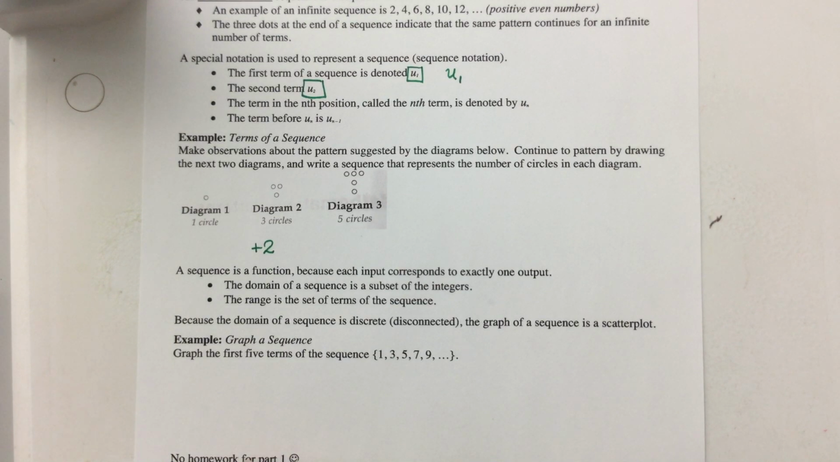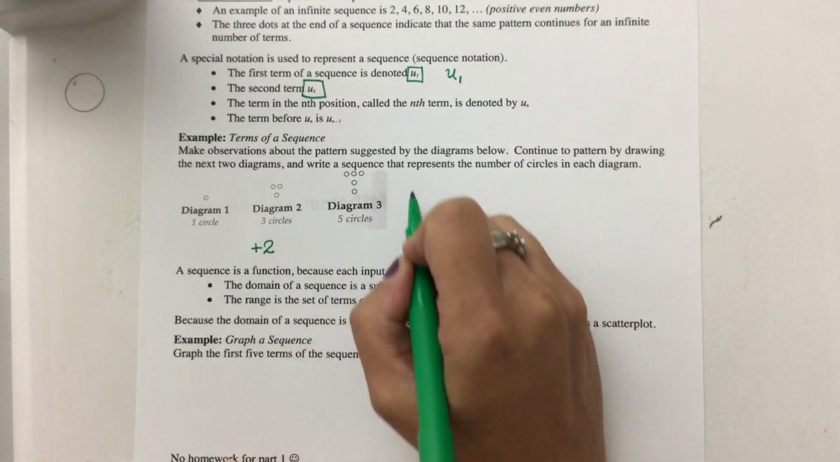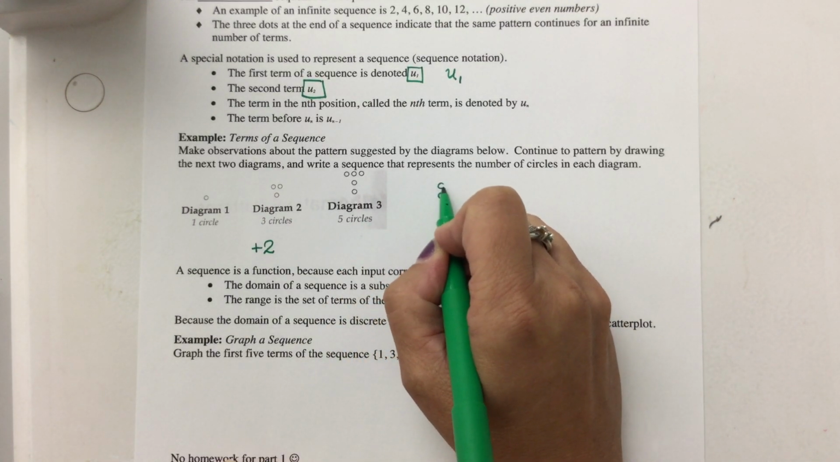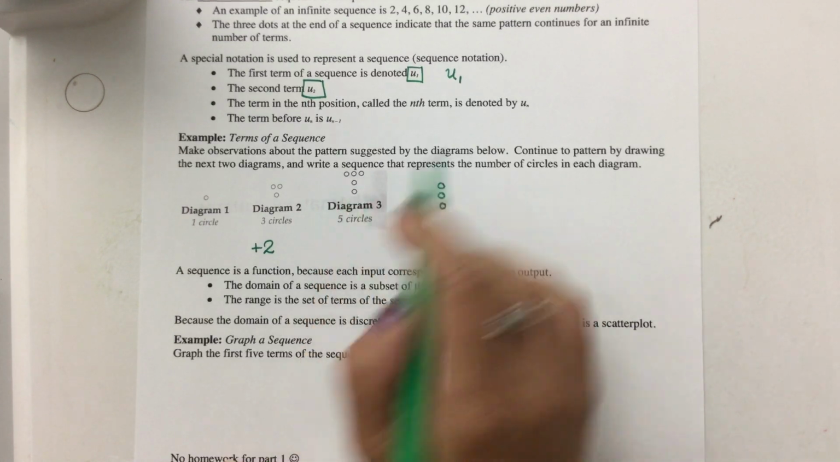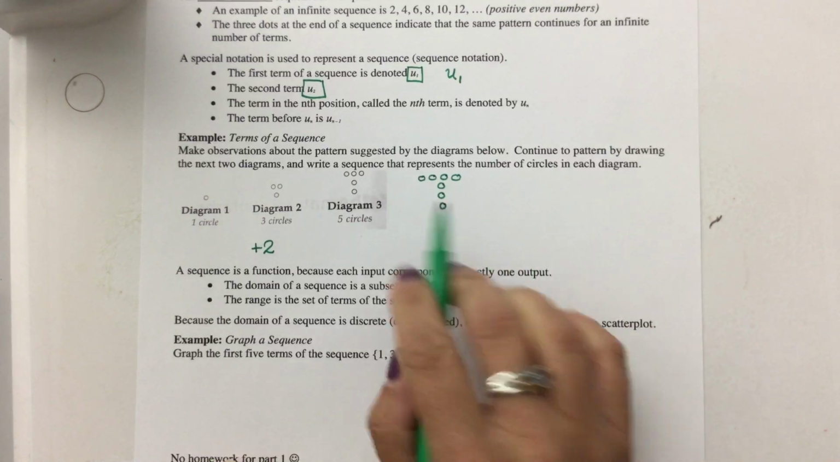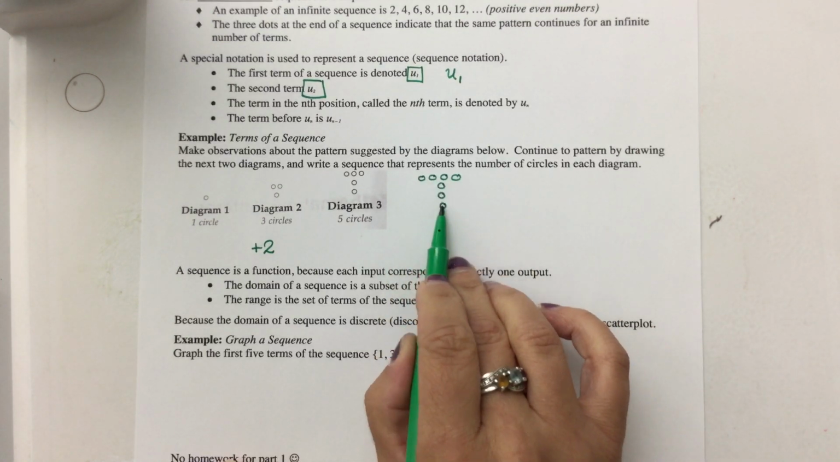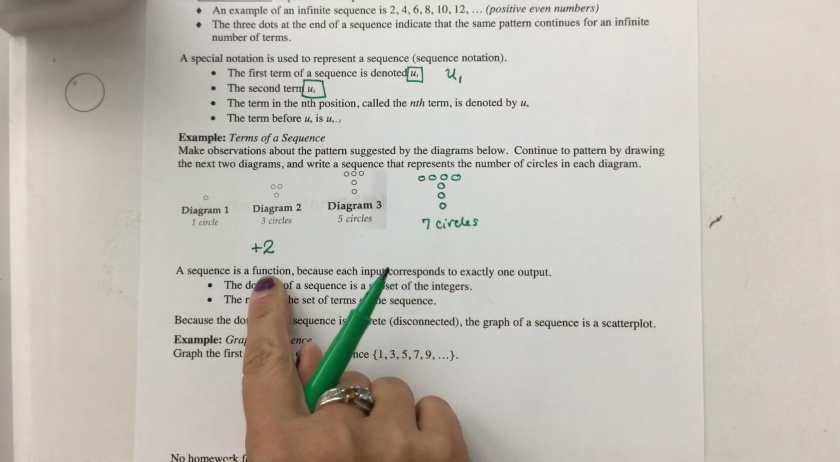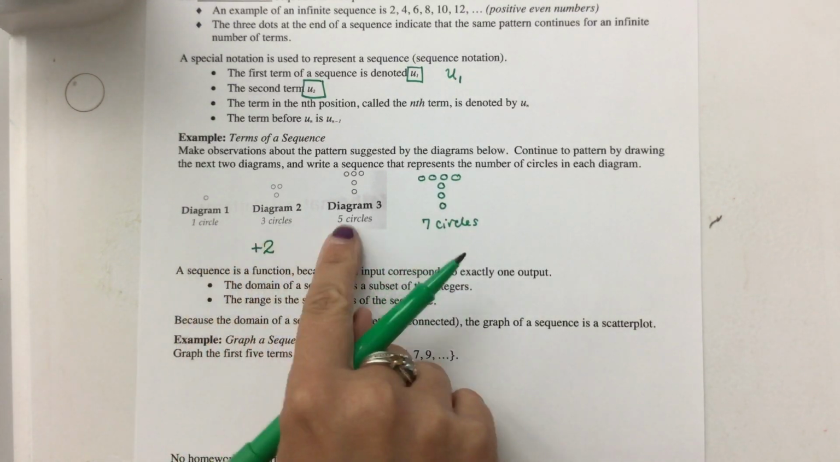They want us to write out the next 2 diagrams. If I were to add 1 more on the bottom, I'd have 1, 2, 3 circles. Here I have 3, so my top would have 1, 2, 3, 4 circles. 1, 2, 3, 4, 5, 6, 7. 7 circles. Does that follow the pattern of plus 2? Absolutely, because it's 1, 3, 5, 7.